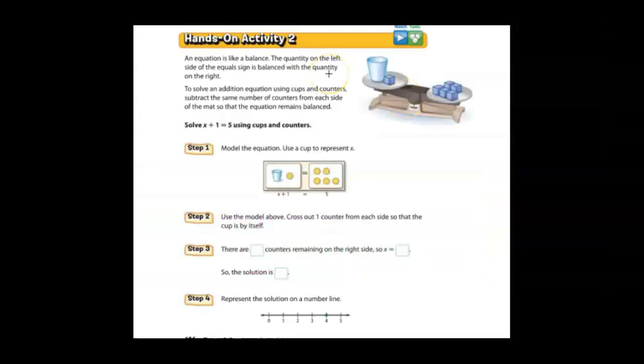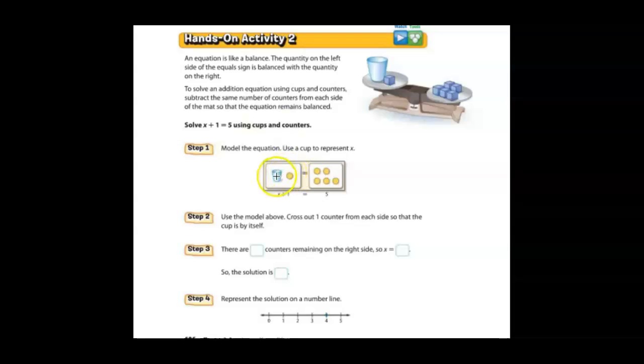Okay, so for the next hands-on activity, we're going to practice solving equations using counters and cups. And if you were in class with me, you would actually have cups on your desk and counters in front of you, but we're going to look at a picture and do it that way. Okay, so it's telling us that an equation is like a balance. The quantity on the left has to be equal and balanced with the quantity on the right. So to solve an addition equation using cups and counters, subtract the same number of counters from each side of the mat so that the equation remains balanced.